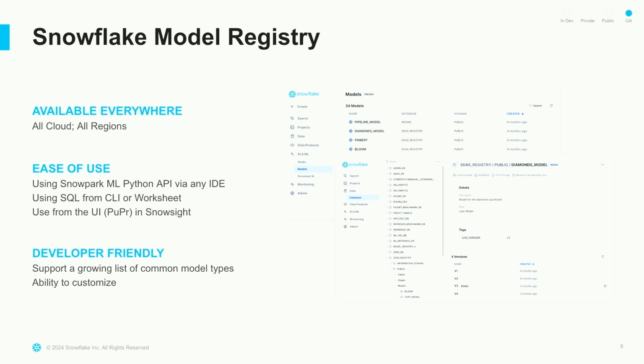We have supplemented it with an easy-to-use, browsable model registry UI in Snowsight. You can do simple tasks, you can browse models, all the models that you have access to. To make things better, we also made it very developer friendly. So we support a growing list of model types today, and we also let you customize for your custom model types that may not be supported directly out of the box.